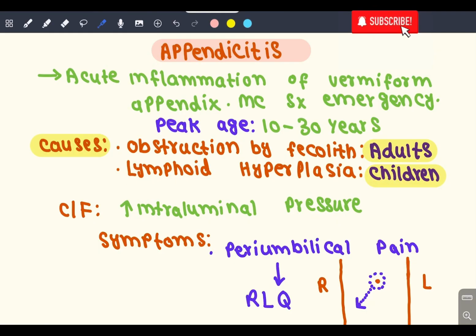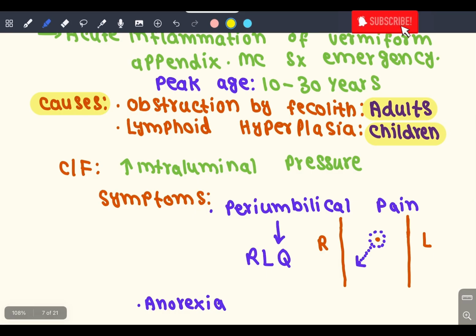So this is for children, and that is for adults. You should differentiate the cause between children and adults. So these are the causes of appendicitis.